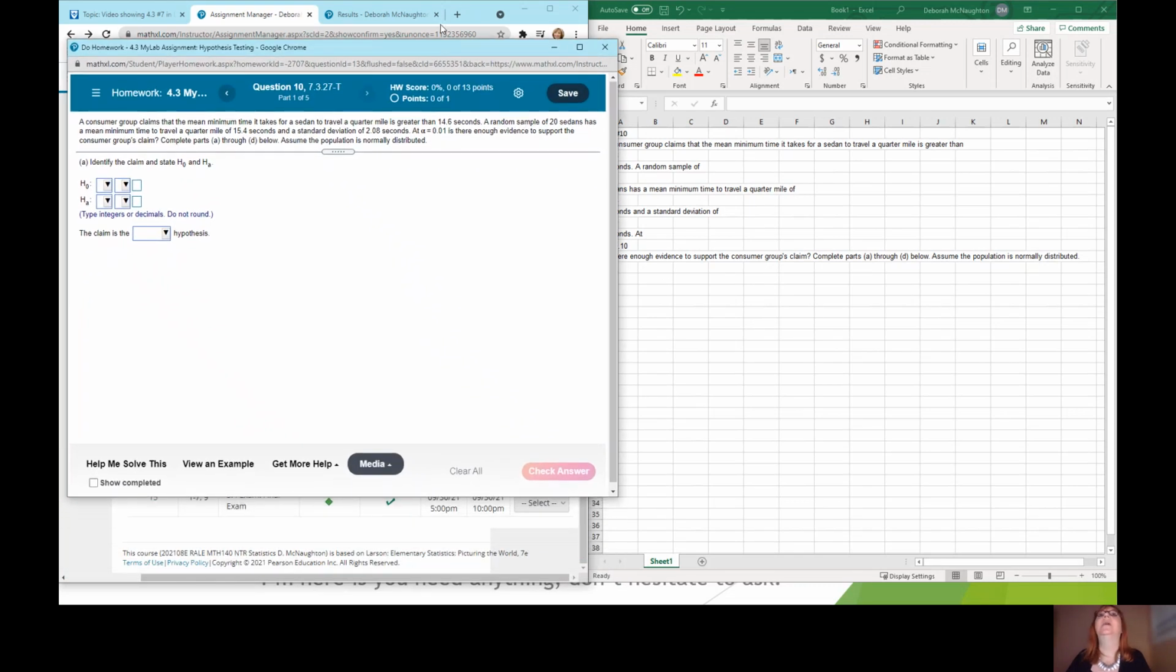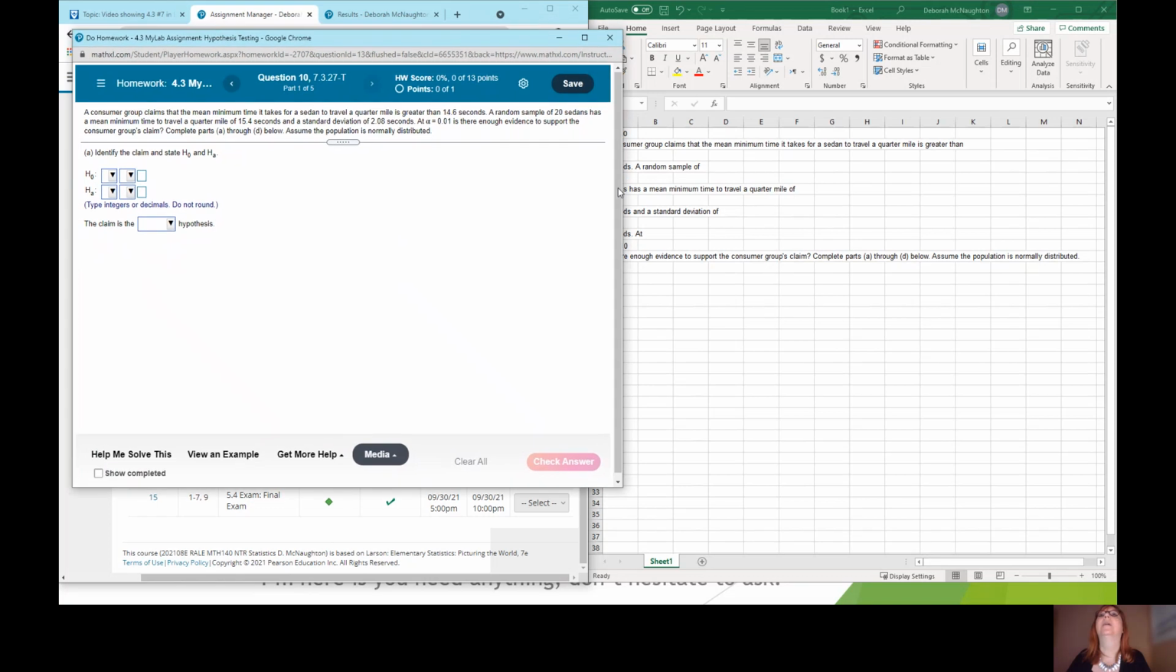Hopefully it gave me the same one I already copied. So what this problem says is that a consumer group claims that the mean minimum time it takes for a sedan to travel a quarter mile is greater than 14.6 seconds. A random sample of 20 sedans have a mean minimum time to travel a quarter mile of 15.4 seconds and a standard deviation of 2.08 seconds. At alpha equals 0.01, is there enough evidence to support the consumer group's claim?